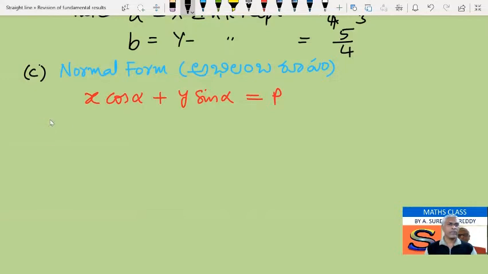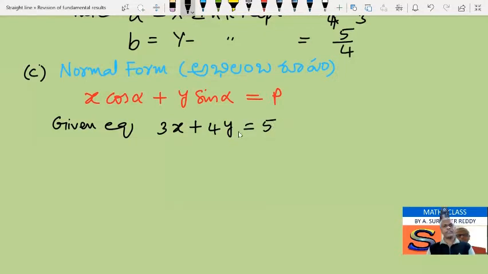So now let us take down the given equation. Given equation 3x + 4y = 5. 3x + 4y = 5 is in general form.